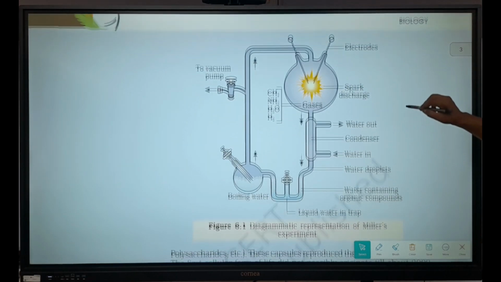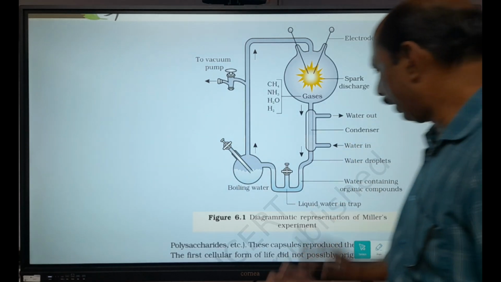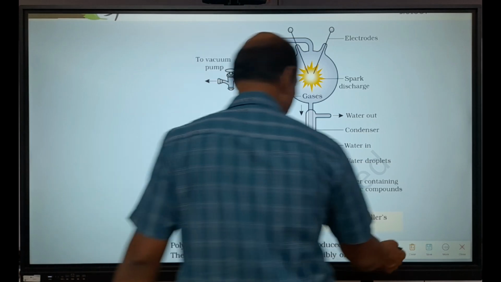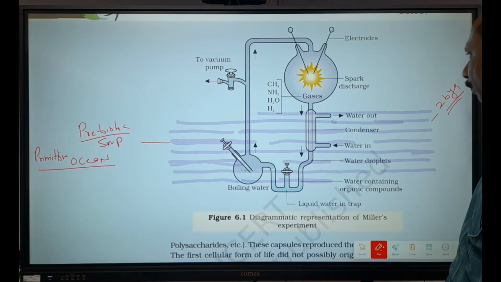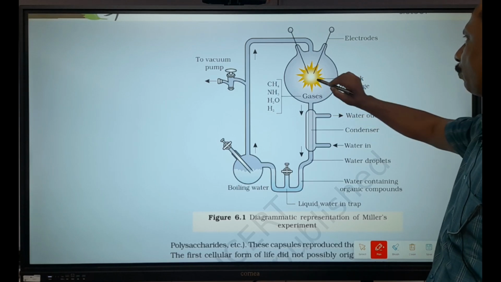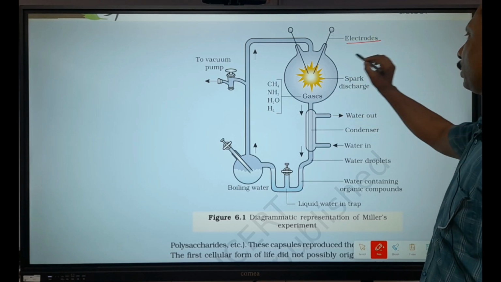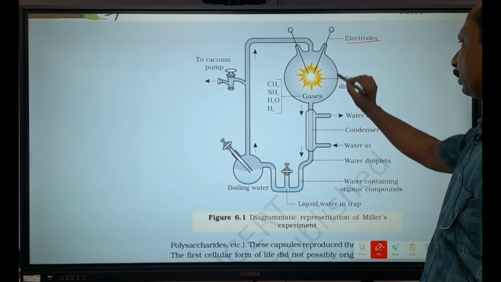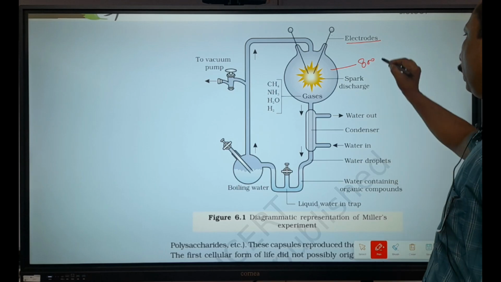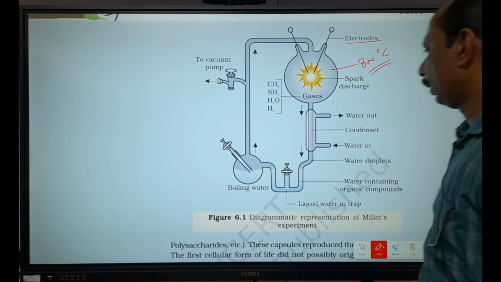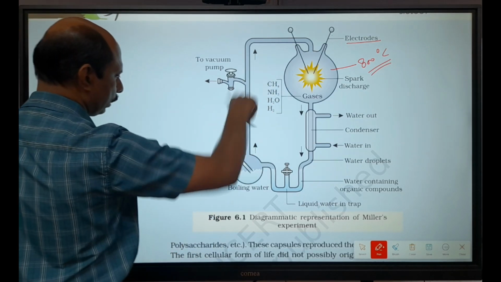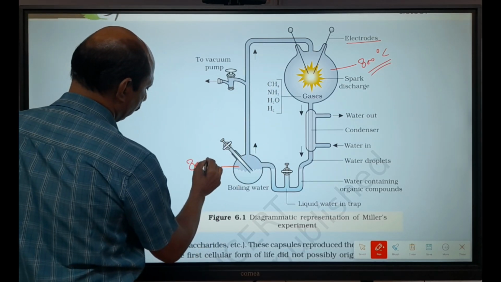Here a figure is given. It is the Stanley Miller's experiment. And in this figure you can see a flask. In the flask, electrodes are there. What is the temperature of this flask? It is 800 degrees centigrade. Here boiling water is there, right? This is the boiling water. The temperature in this flask is 800 degrees centigrade.